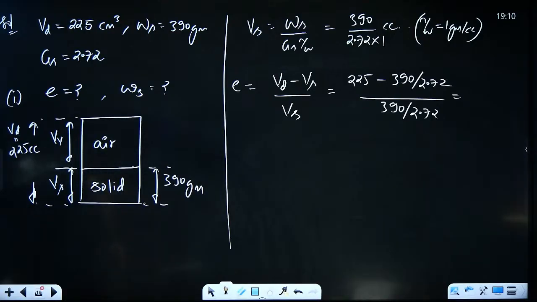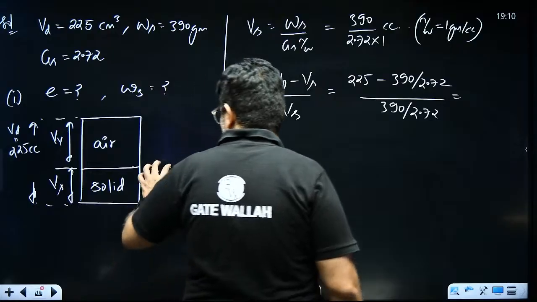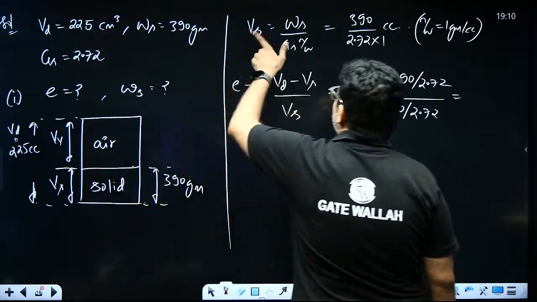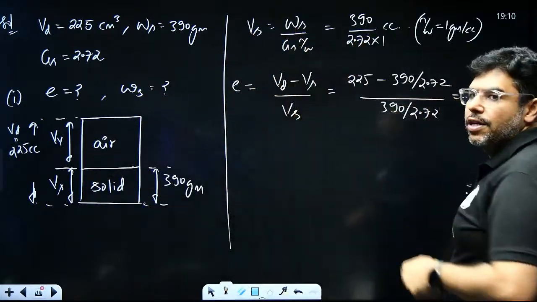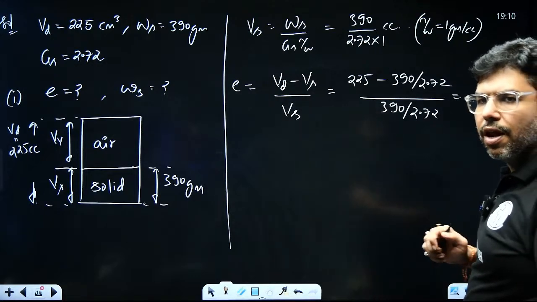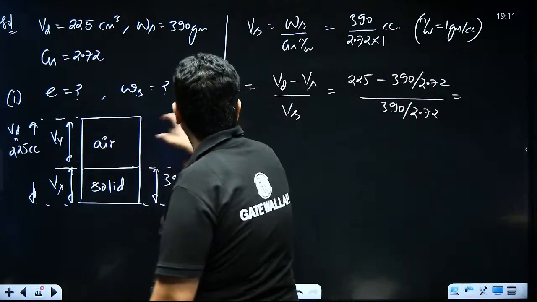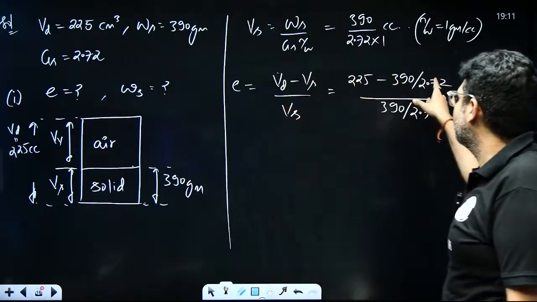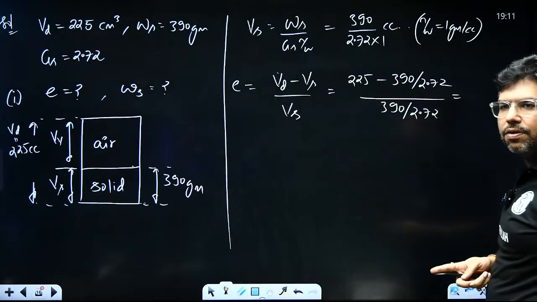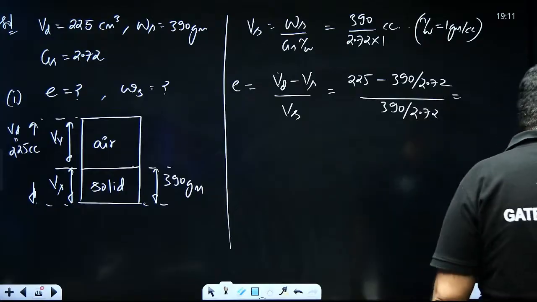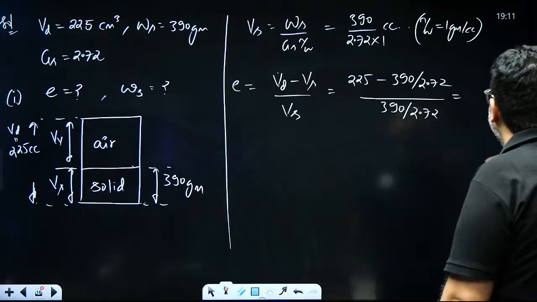So, what I was saying is, we know the weight of solids. From the weight of solids, I have calculated the volume of solid, that is Ws by Gs gamma W. Gamma W will be taken as 1 gram per cc. e is Vv by Vs. Vv is VD minus Vs, so e equals (VD minus Vs) upon Vs. How much answer are you getting? I got the answer as 0.569.